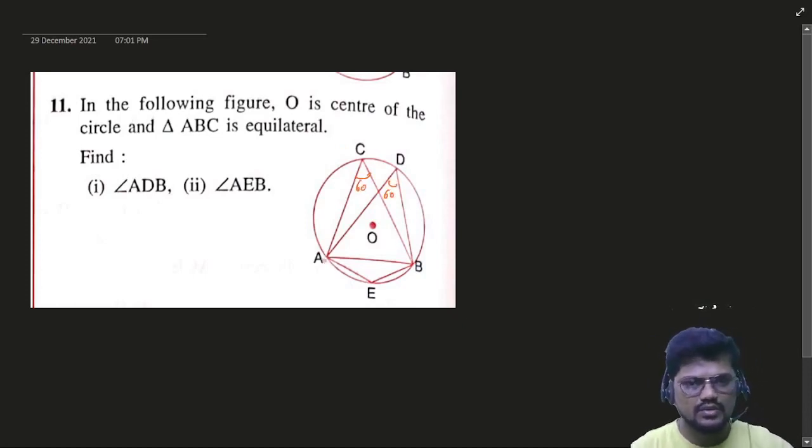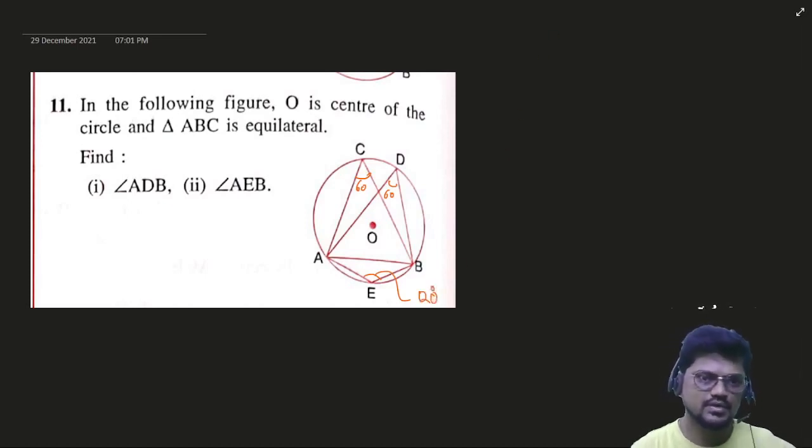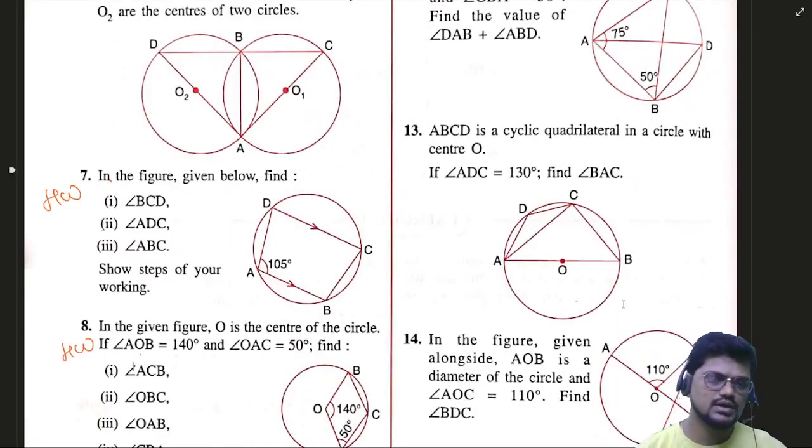And now what will be angle AEB? Opposite angles of a cyclic quadrilateral, therefore it will be 120 degrees. Clear? Next, please try to solve question number 13 by yourself.